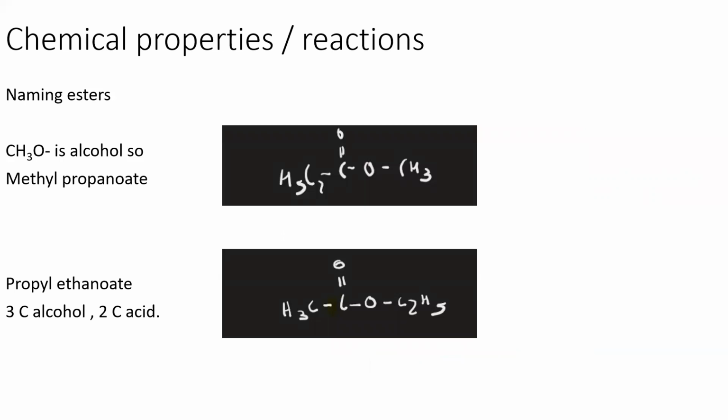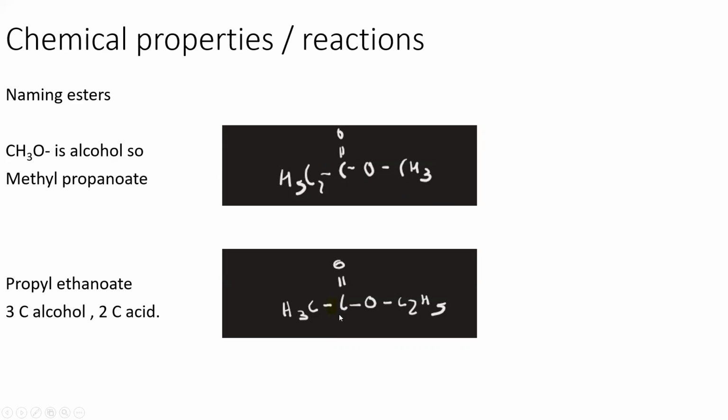I've just given two examples of naming esters. I would like you to try this by yourself, and I have also given the answers here. I'll give you a second to look at the diagrams and think about it yourself. Okay, looking at the right side here, CH3O is definitely the alcohol. So methanol is the alcohol. So methyl propanoate, 1 plus 2, so 3 carbons, propanoate.